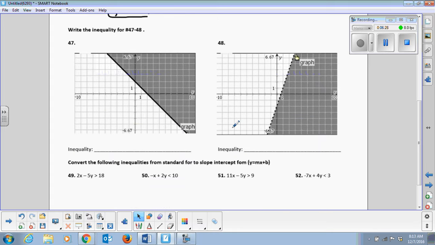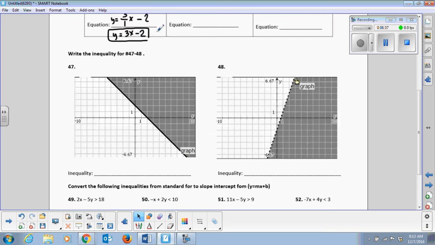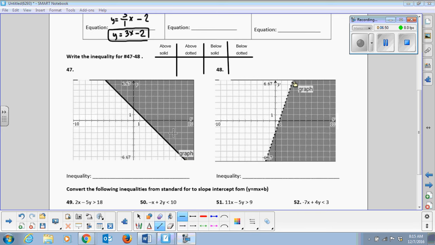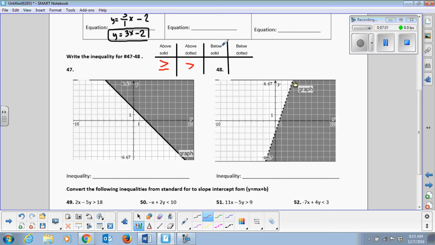47, the same process applies. So you need to find two good points. Do the mx plus b. And then the only part you need to remember is if it's above or below and dotted or solid. So I'm going to write a key for you right here. Okay, so above and solid is going to be greater than or equal to. Above and dotted will simply just be greater than. Below and solid will be less than or equal to, and below and dotted will just be less than.